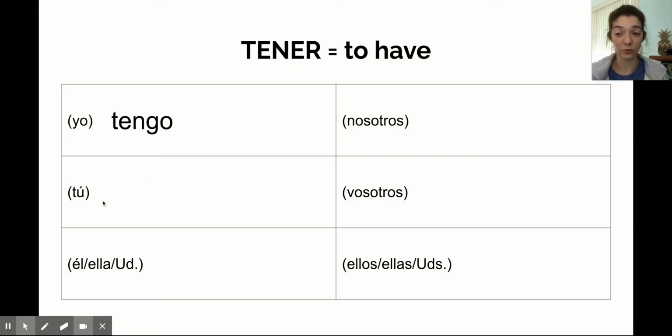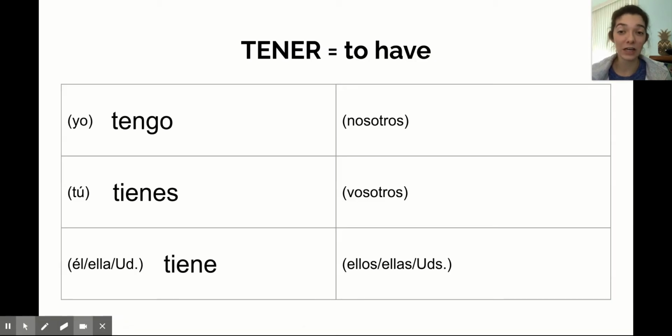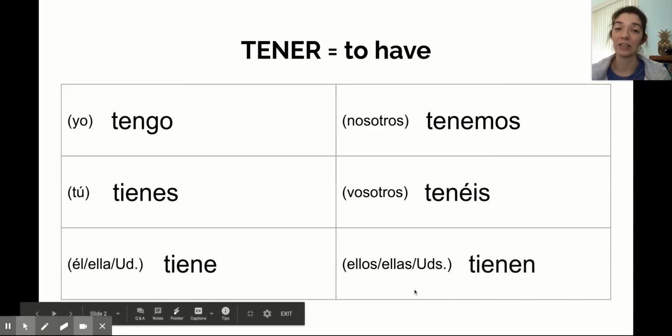In the tú form, again, we would take away the ER and replace it with the ES, but it is not tenes, rather tienes. Tengo, tienes. Up next, tiene. Notice a pattern here. Nosotros: we don't say tienemos because it's actually regular, nothing crazy happening here. We don't need to do the IE. We can just say tenemos, vosotros, tenéis, y ellos, ellas, ustedes, tienen.